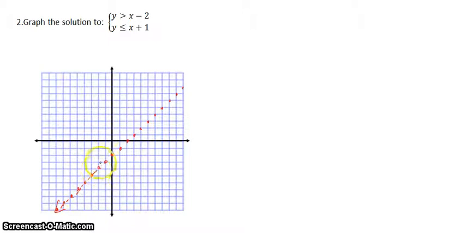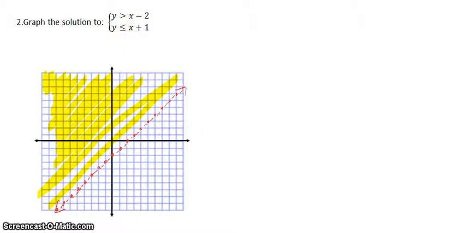And probably that many points is dashed enough, but we'll just make sure. Alright, now it's greater than, so I would shade above that line. And I can double check with the 0, 0, so 0 is greater than negative 2, and that's true. So I could shade above that line here.